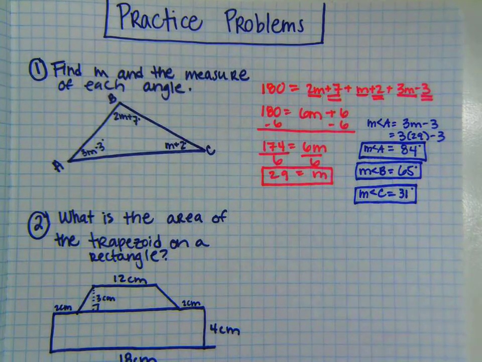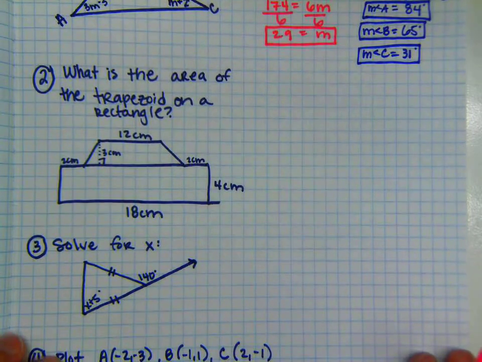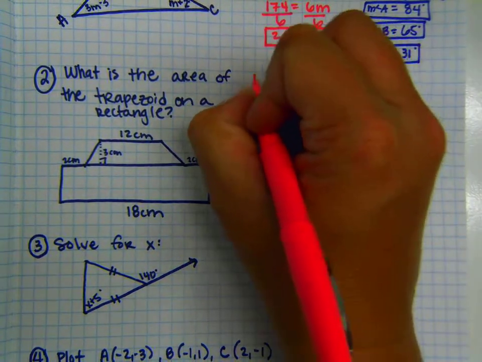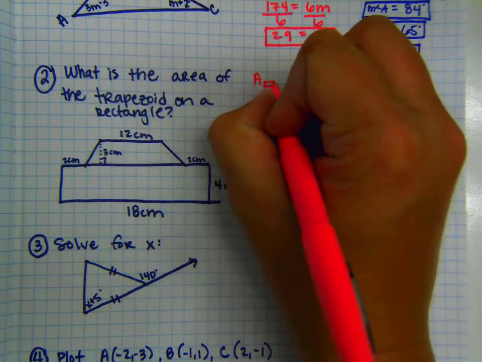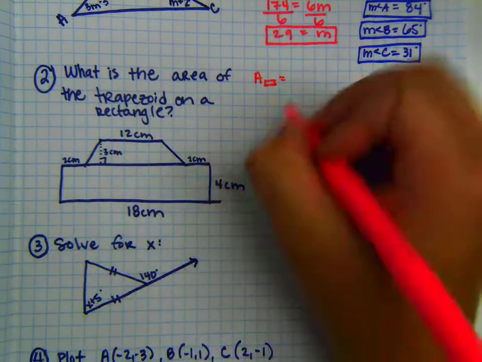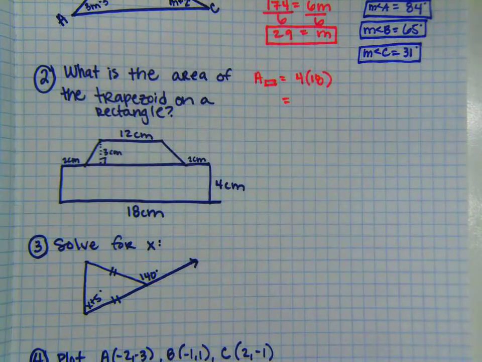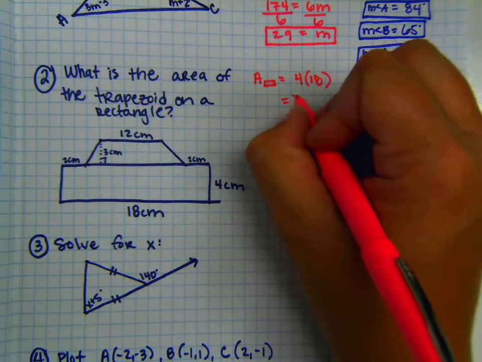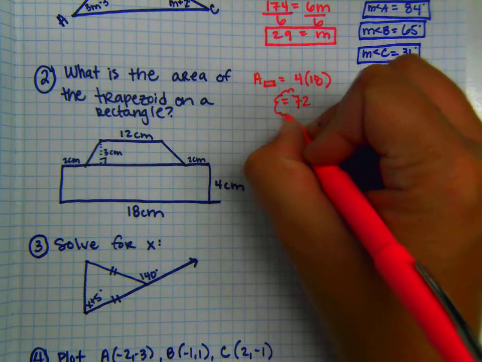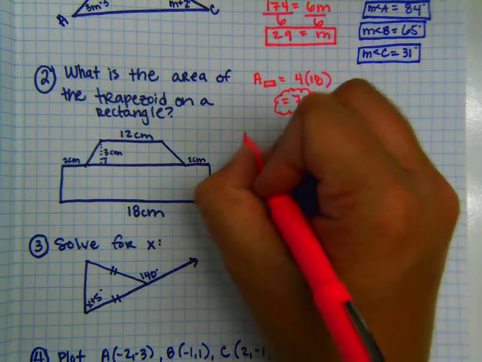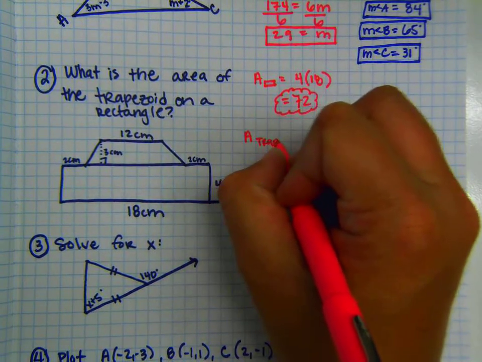So that's number 1. Number 2, we're finding the area of the trapezoid on a rectangle. So I'm going to find the area of the rectangle first. That's just base times height. So that's going to be 4 times 18, and when I do 4 times 18, that's going to be 72. So that's my first area. But I also need to find the area of the trapezoid.